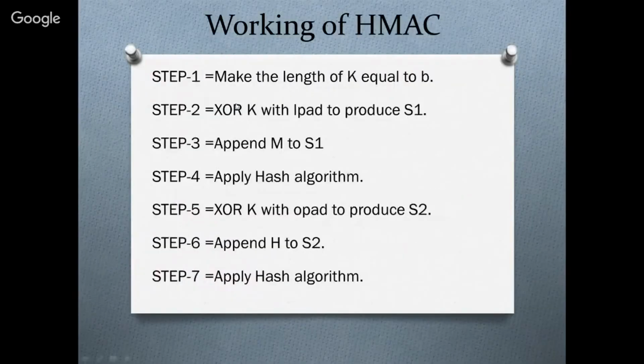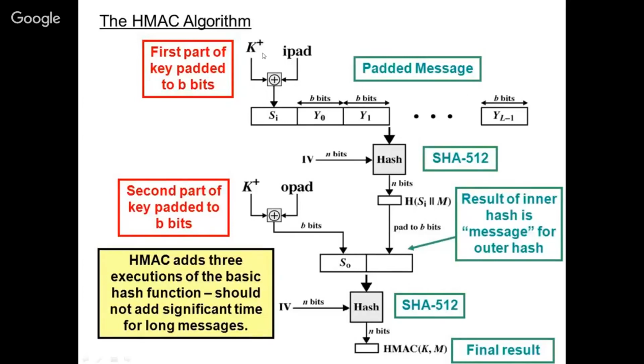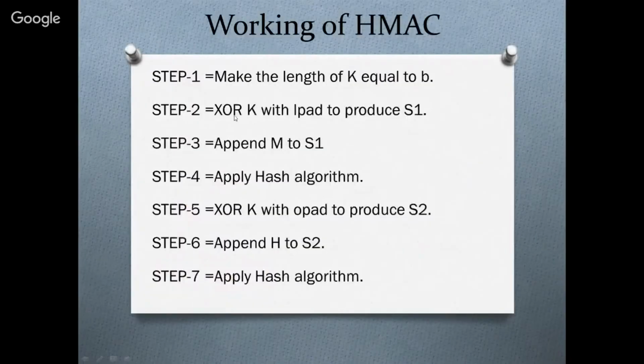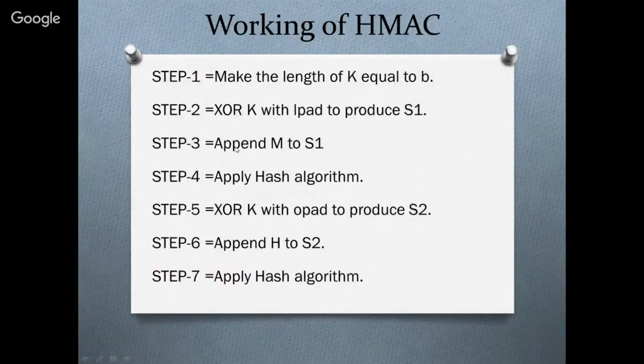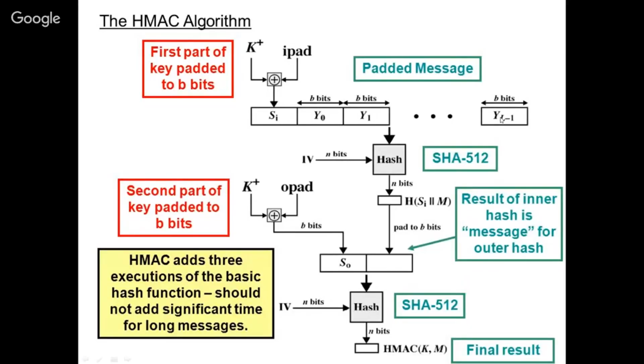The same thing is explained stepwise. In step 1, make the length of K equal to B. That is considered the K plus value, which is equal to B. In step 2, XOR the K plus with iPad to produce S1. In step 3, append the message to S1. I have a message, and with this message I'm going to add the S1 bits.